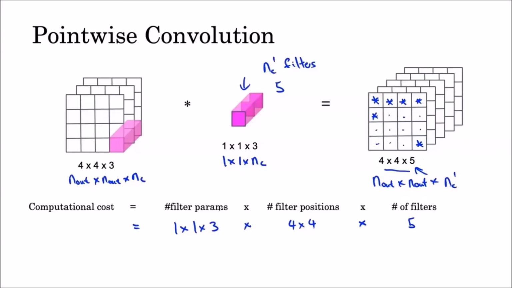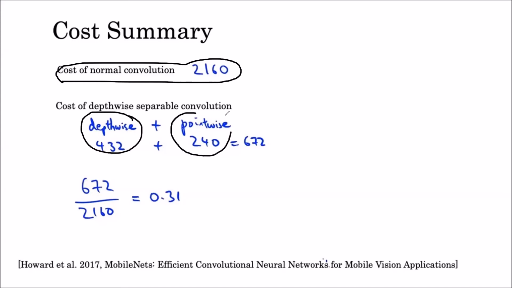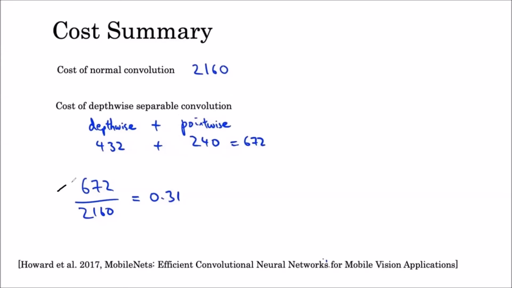Now if we calculate the computational cost due to pointwise convolution, the filter parameters are 1 into 1 into 3, which is 3, the filter positions are 16, and the number of filters is 5, so 80, and it is 240. So the cost of the normal convolution is 2160, whereas for the depthwise separable convolution, the depthwise convolution cost is 432. When we take the pointwise convolution, the cost is 240. So the total cost is 672. The cost of the depthwise separable convolution is 672, and the cost of the normal convolution is 2160.